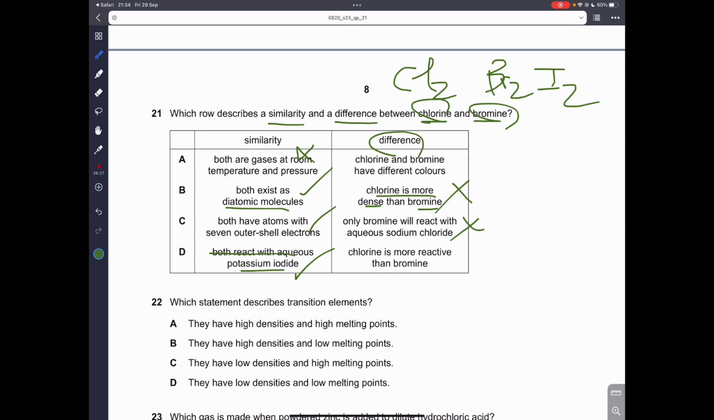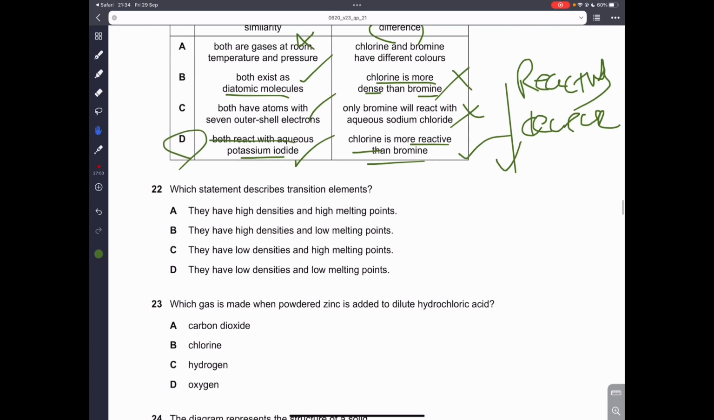Right, so potassium iodide is basically a very good reducing agent, so it is going to be oxidized itself. Chlorine is more reactive than bromine. This is correct. One of the peculiar things about group 7 elements is that when you go down the group, the reactivity decreases. So D is the correct answer.